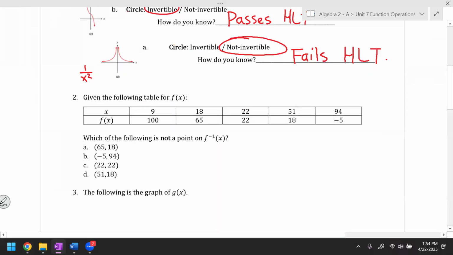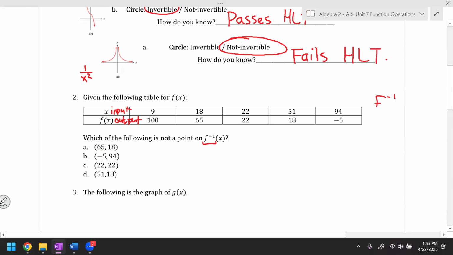All right, so here is a table for f of x, right? So these are our inputs. I'll just label them that way because I like to remember. Here's our outputs. And it asks me, which of the following is not a point on f inverse of x? Well, hang on, let's see here. It kind of looks like 65, 18 isn't on here, because isn't this the input and this the output? Well, wrong, because this is talking about our inverse. We need to switch inputs and outputs when we're talking about the inverse.